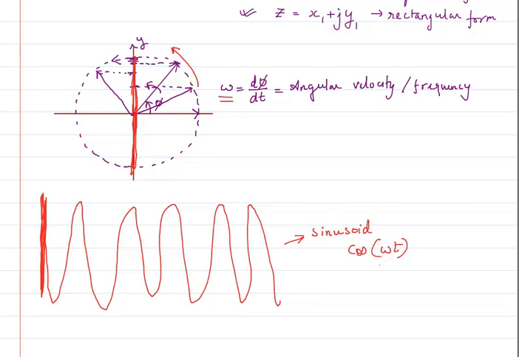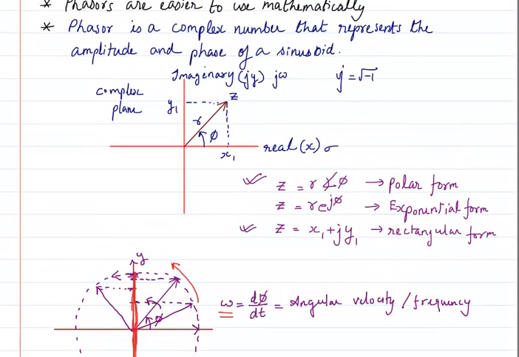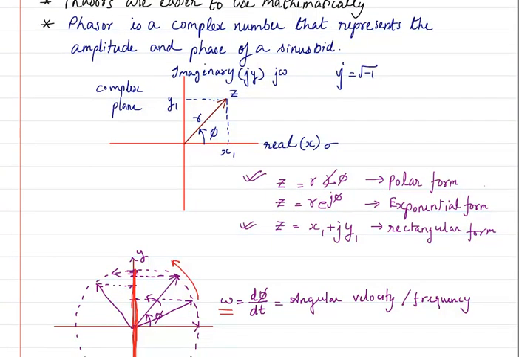Now I have previously told in the previous video that cos omega t plus some angle theta, with an amplitude of A, can be written as A angle theta. This is the reason why we use a phasor for everything. And a phasor has a polar form, an exponential form, and a rectangular form.